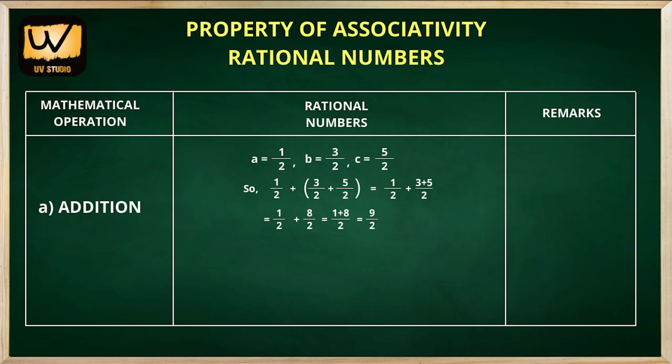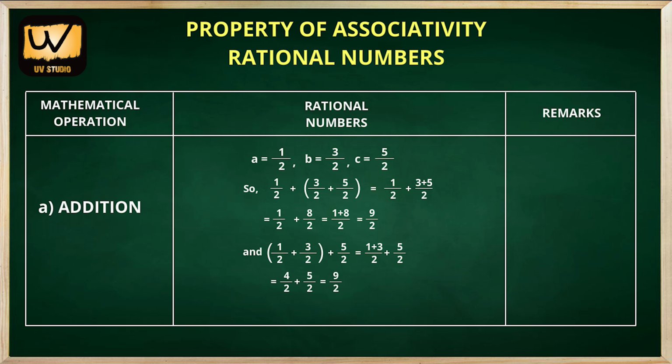What is the LCM inside the bracket? 2. You have 3 plus 5. So it is 1/2 plus 8/2. LCM is 2 and 1 plus 8 is 9. So LHS is 9/2.